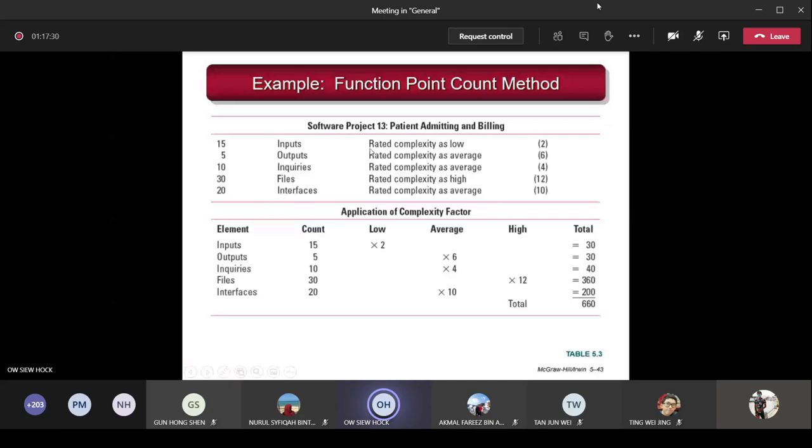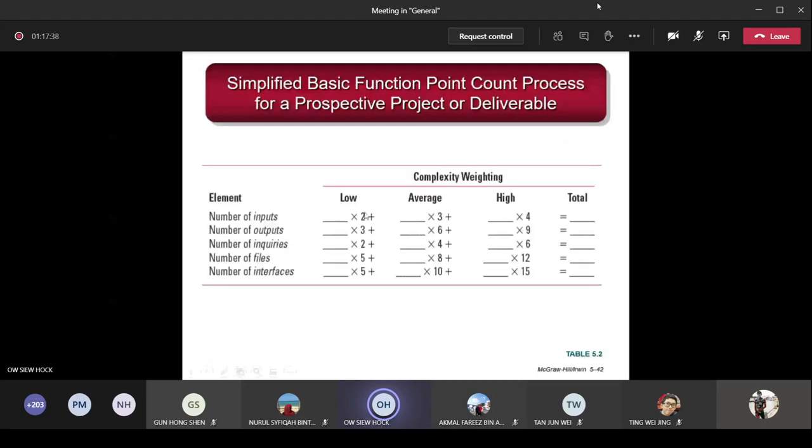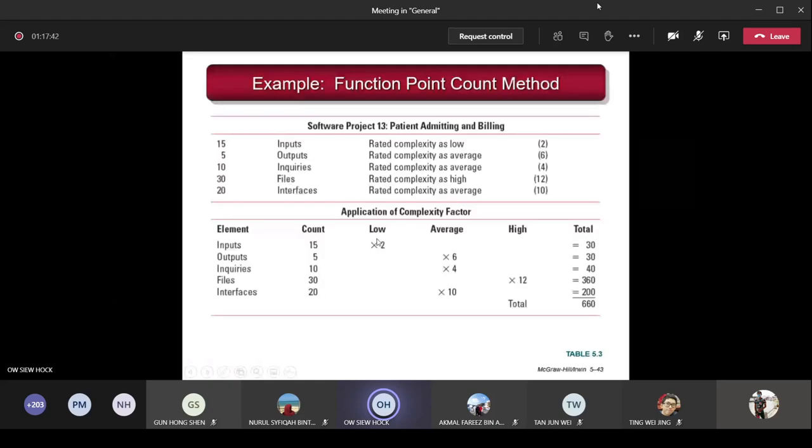Now here, these inputs are rated complexity as low. Just now you saw on that screen, for low, you multiply by 2. Remember, if it is low input complexity, multiply by 2. So you just follow that table. Then if low, put the 2 here. Complexity for output is average, multiplied by 6. Complexity for inquiry is average, multiplied by 4. Complexity is high for file, multiplied by 12. And complexity for interfaces is average, multiplied by 10.